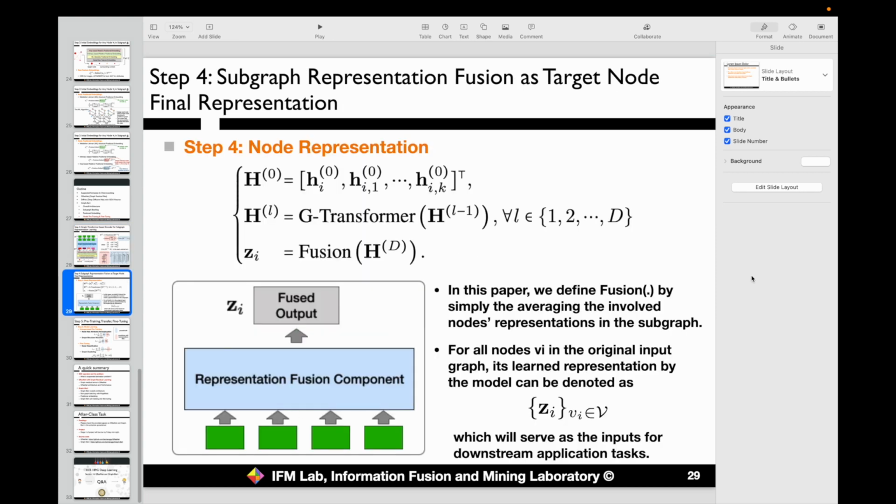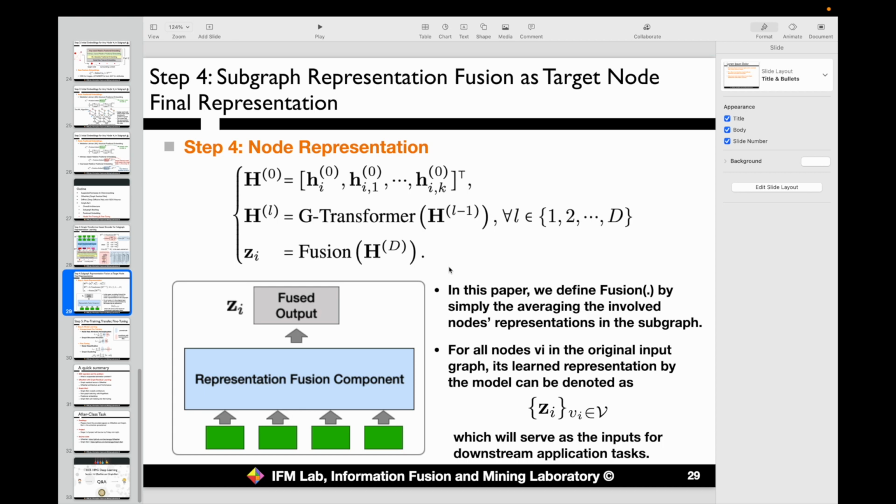We mentioned that we can do the representation learning layer by layer iteratively. So to show you the learning process, we also illustrated the process with the formula we define here. Based on all the initial embeddings for all the nodes in the subgraph, we can define H0 as the input for the encoder. And with this graph transformer as the encoder, we can learn the embedding vector for all the nodes in the subgraph layer by layer iteratively. We can illustrate the iterative updating process of the embedding vectors by the formula we show here. For the output of the last layer, D denotes the depth of the model architecture. For the output of this layer, we can further fuse the representations together to define the final embedding vector for the target node.